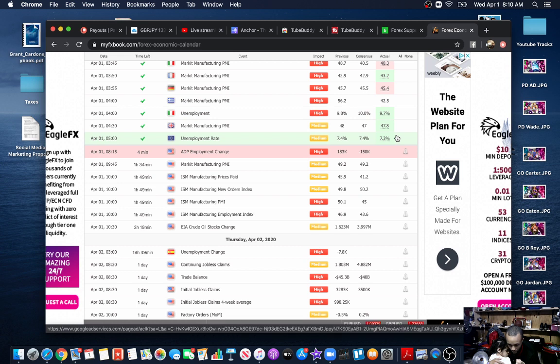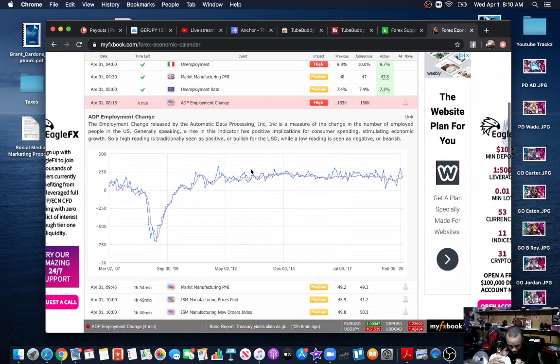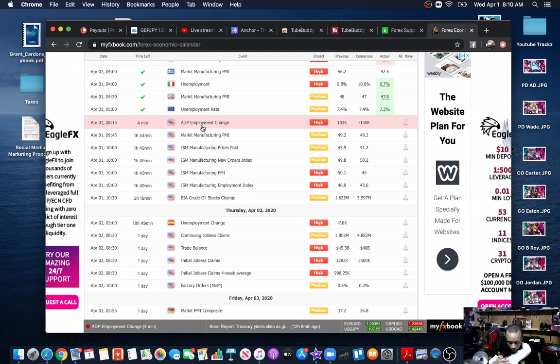If this is good, they're expecting excellent news for the US dollar, because last time ADP was negative 150. Let me just make sure I'm understanding the relationship properly. It measures the number of employed people. Generally speaking, a rise in this indicator has positive implications. So this works clockwise, not counterclockwise. The better the number, the better the result. Last time it was negative 150. This time they're expecting positive 183.